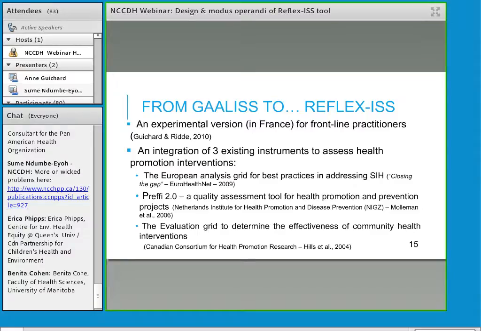The first one, the analysis grid for best practices in addressing social inequalities in health, was used as part of the European project called Closing the Gap. This grid included 11 criteria to help identify best practices at the European level, so they could be pulled in a database shared with all users.